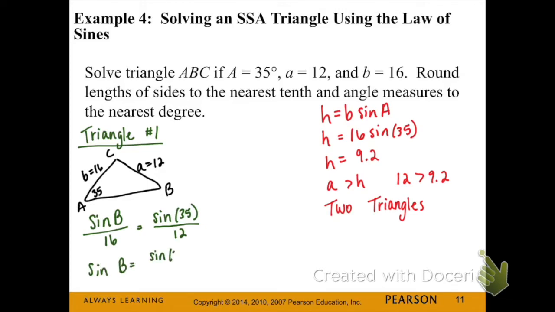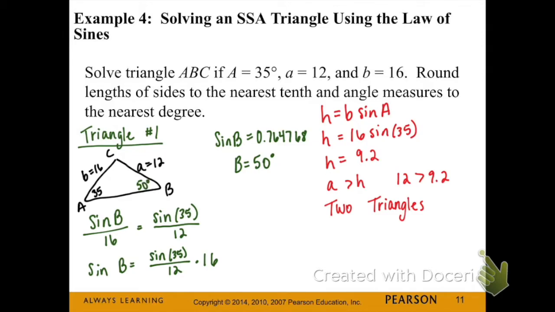So we're going to get sine of B. We're going to move over the 16 by multiplying. And anytime that we're solving for an angle, in this case we're solving for B, my very last step is going to be to use the sine inverse button. So I'm going to do sine inverse of everything on the right in my calculator. So I get that for the right side, and then sine inverse of that is going to be 50 degrees.